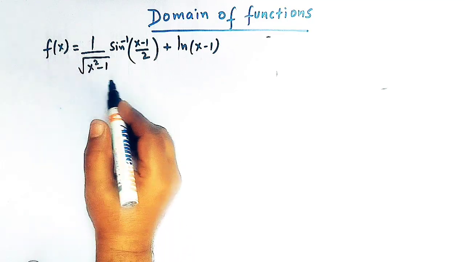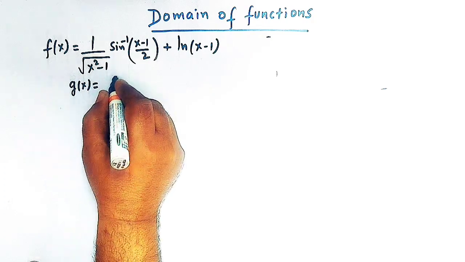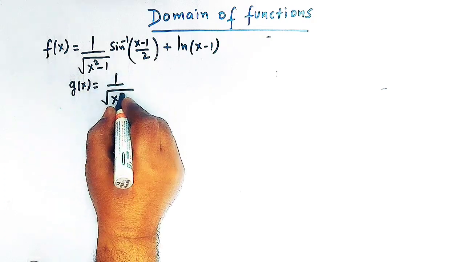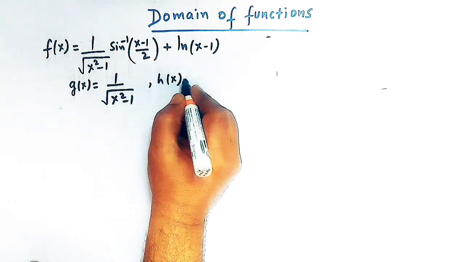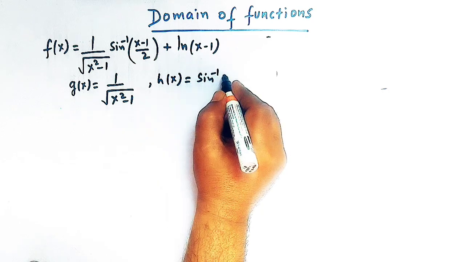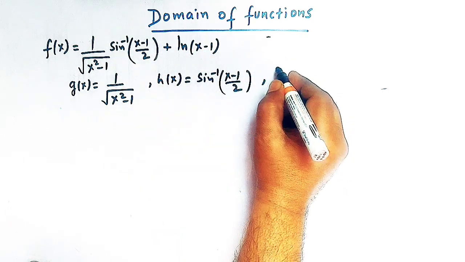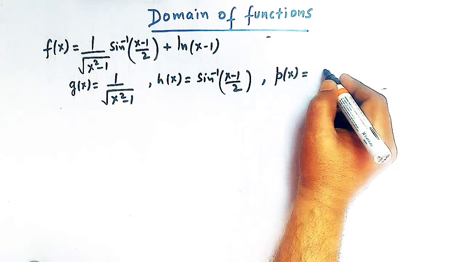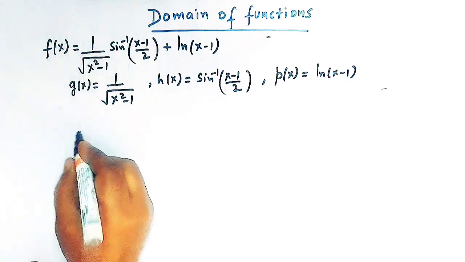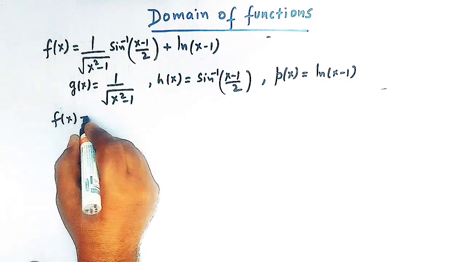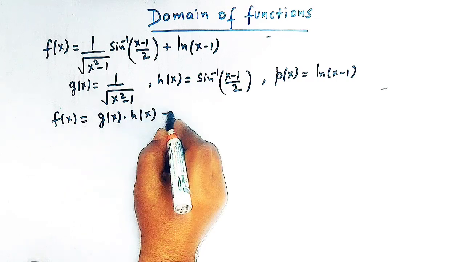So let us first assume that this function is g of x, that is 1 over square root of x square minus 1, and let us take this function as h of x, that is sine inverse (x minus 1) over 2, and let us take this function as p of x, that is natural log of (x minus 1), so that we can now write this function f of x as g of x times h of x plus p of x, right?